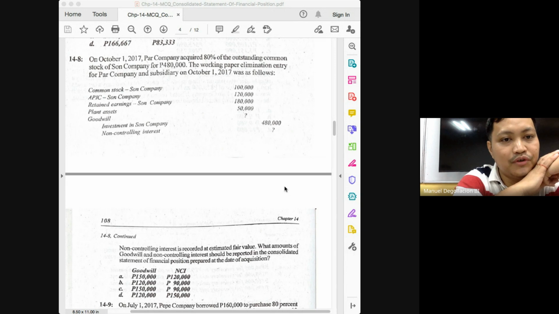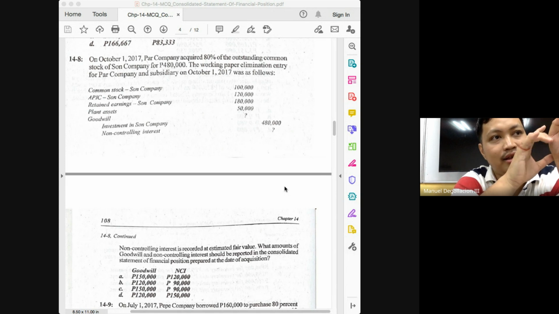So if we compute for the total equity of the acquiree, class, you have there 100, 120, and 180. How much will that give you? 400,000. But you have to be careful. That is still based on the book values, class.